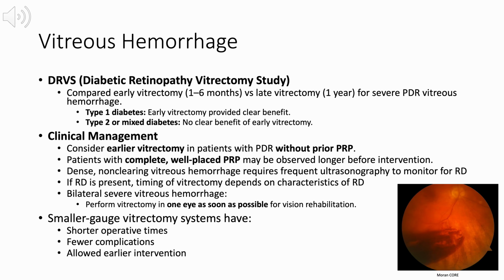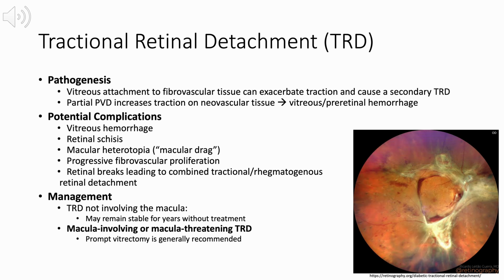Finally, smaller gauge vitrectomy systems have shortened operative times, reduced complications, and allowed earlier intervention than was possible at the time the DRVS was conducted. The fundus photograph on this slide shows an eye with vitreous hemorrhage, with the retinal view partially obscured by blood in the vitreous cavity, producing a hazy, indistinct view of the underlying retinal detail.